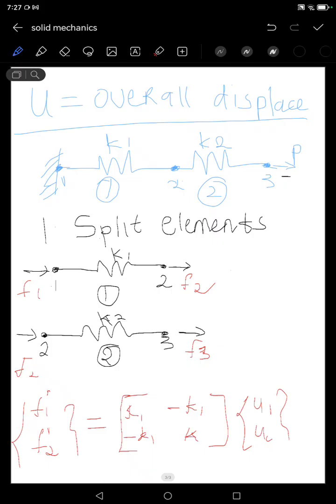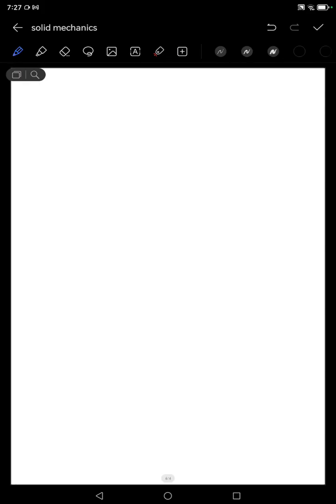We're still on step 1, and this is our first matrix for element 1. It's going to look like this: K1, minus K1, minus K1, K1. Then we have node 1, node 2, which is U1 and U2. Now let's focus on the second element, where we have something like this.